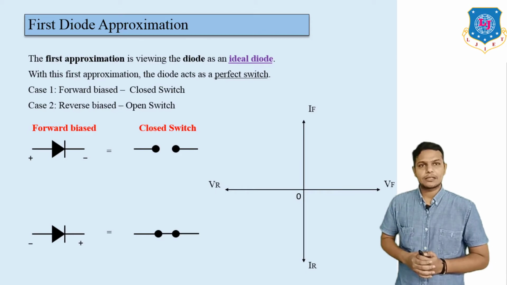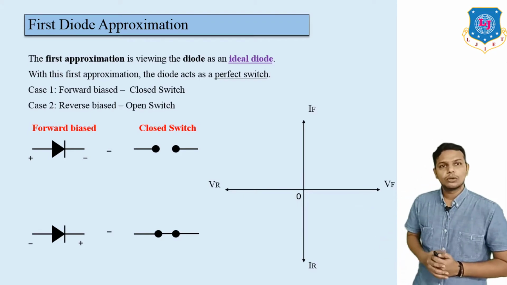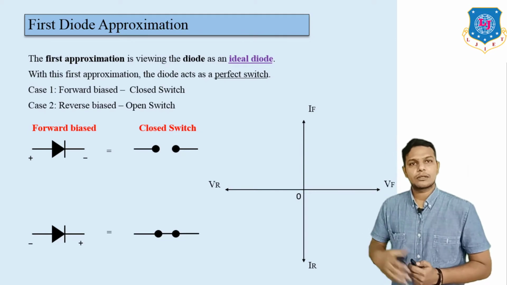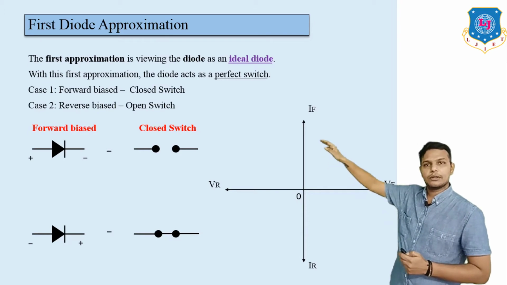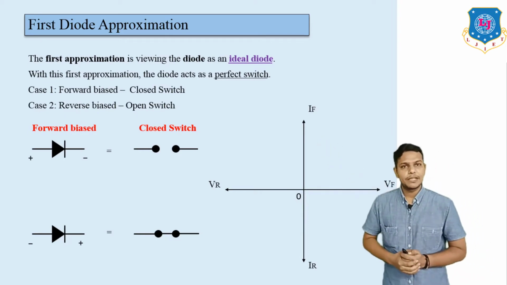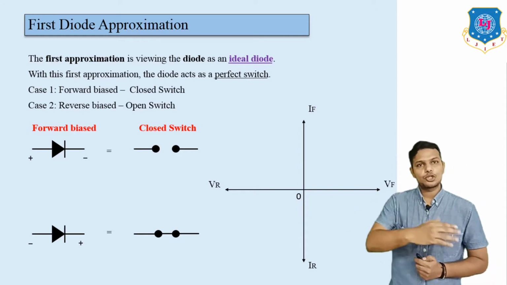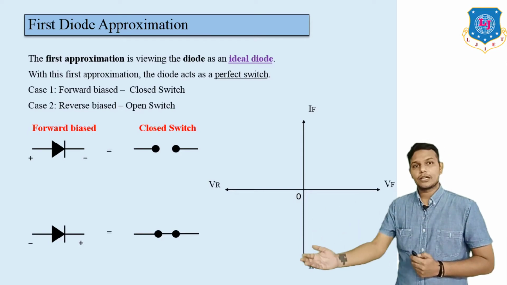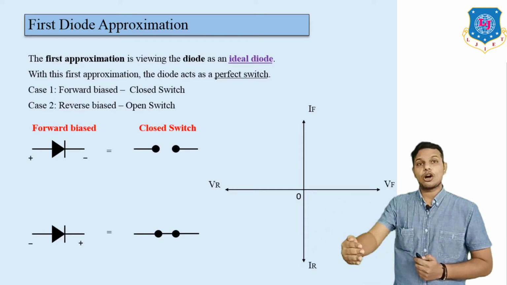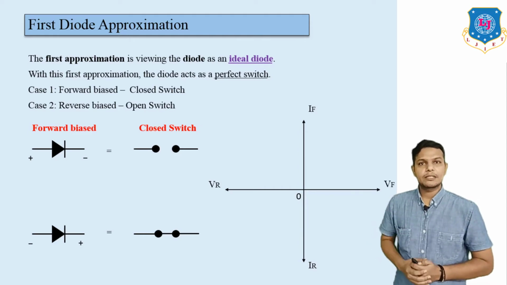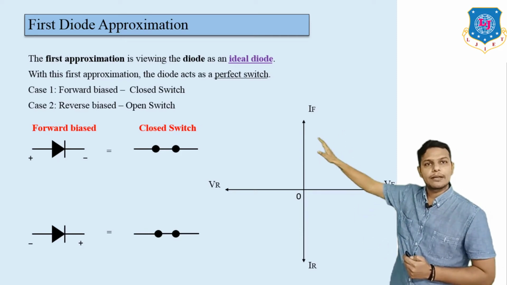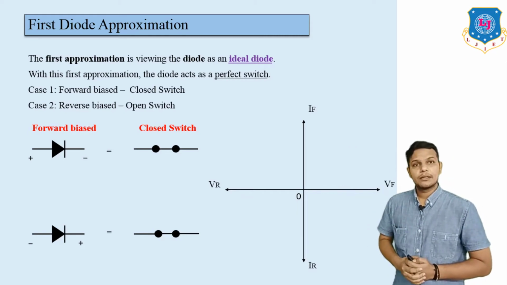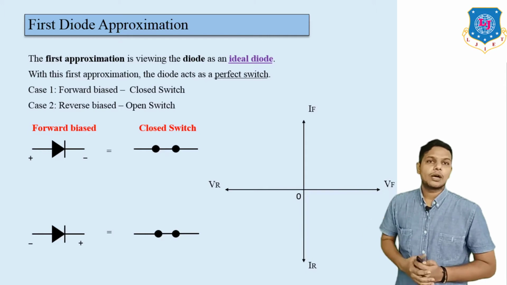There are two different cases. Case number 1, forward bias, which means a closed switch. Case number 2, reverse bias, which is basically an open switch. Take case number 1, forward bias. Forward bias means current always flows from anode to cathode, from plus to minus, in the direction of the symbol. So it is equivalent to a closed loop. This is the equivalent circuit of forward bias, a closed switch, and a closed switch means current always flows from one end to the other.